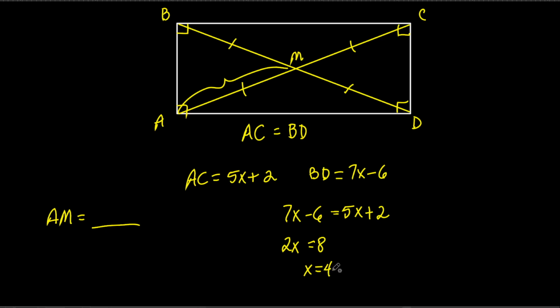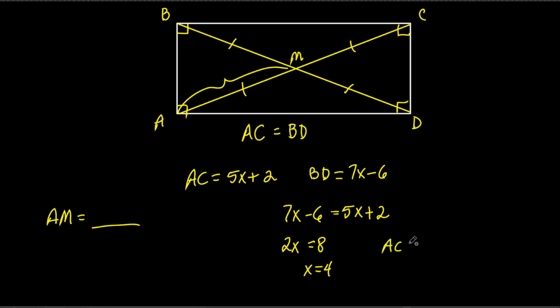I got to plug it in, right? What am I going to plug it into? Well, I don't know what AM is, right? But I do know either one of these. So let's find like AC, all right? If I find AC, then what do I do to it to get AM? Just take it in half, right? Just split it in half. Everybody see that? All right, so let's find what AC is, that whole entire thing.